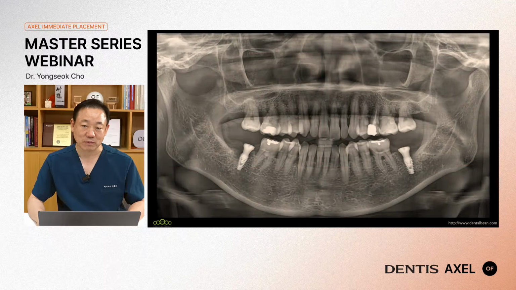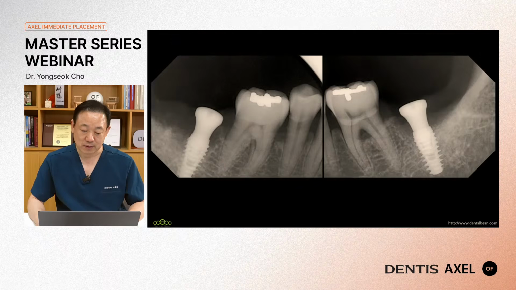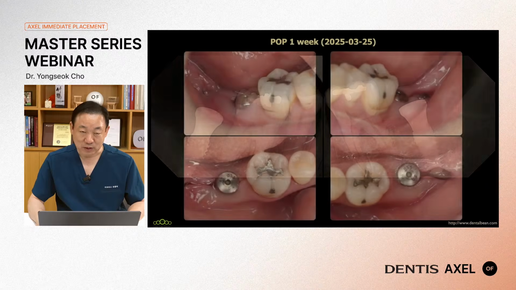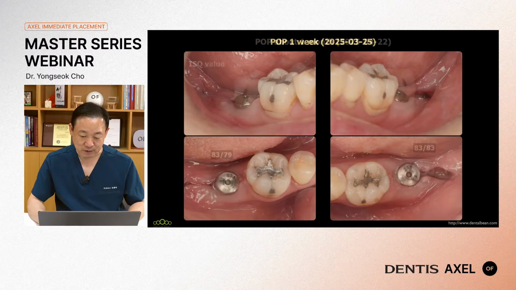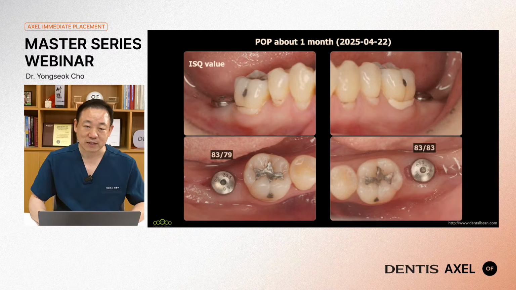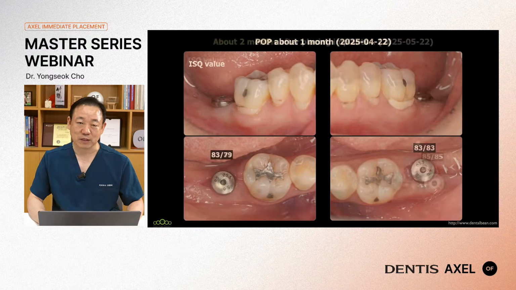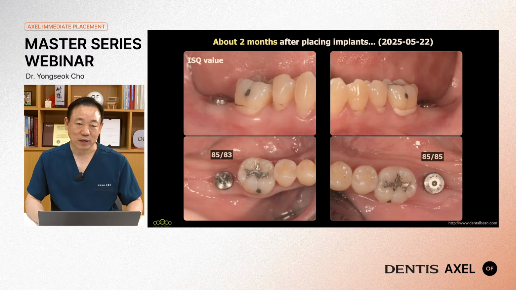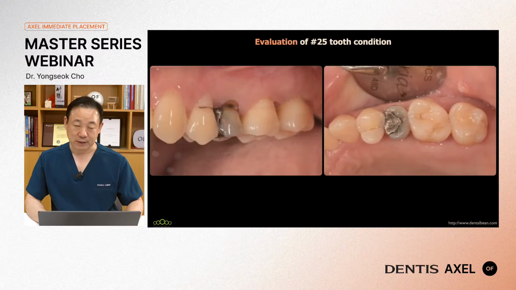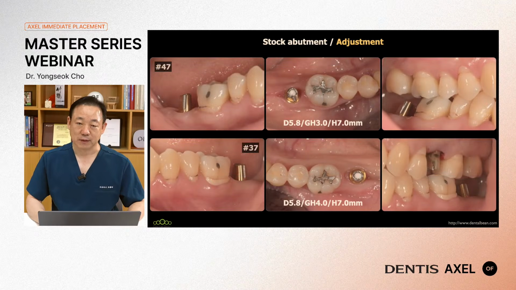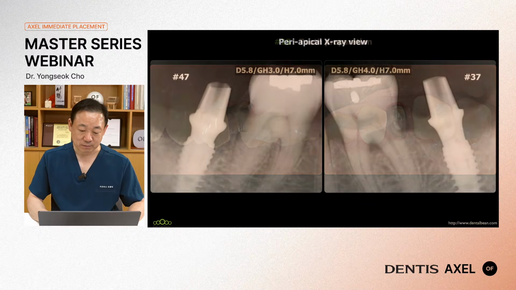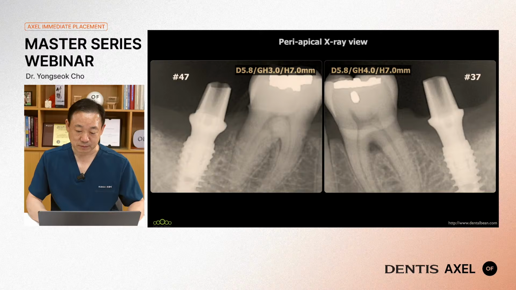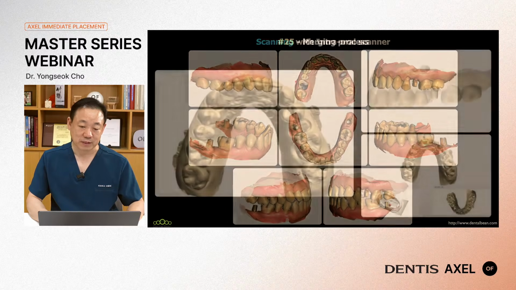Again, here is the radiograph image. Okay. One week later, healing looks very fast and good. One month later, nice ISQ value and almost healed. It requires about 2 months for soft tissue healing and start of loading. Okay. With a stock abutment, Dr. Kim fabricated crowns with a digital process.